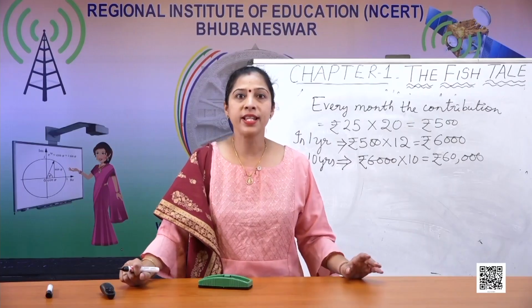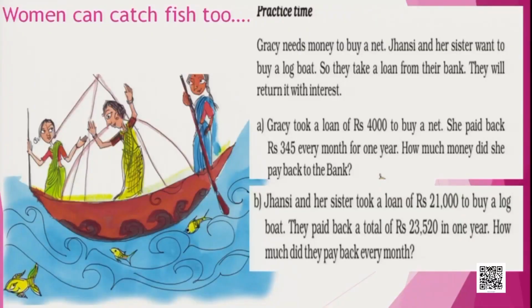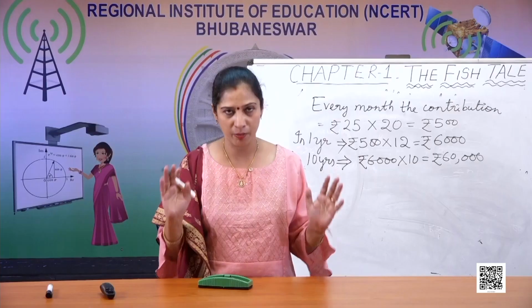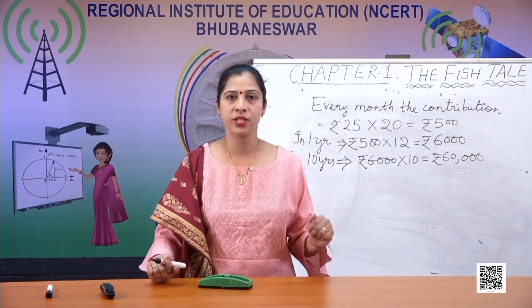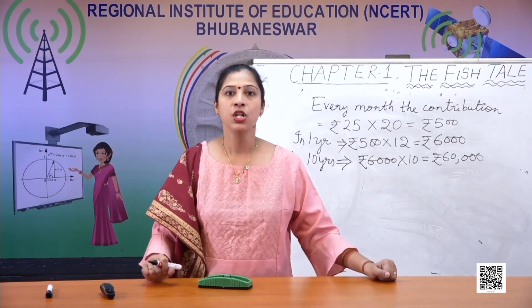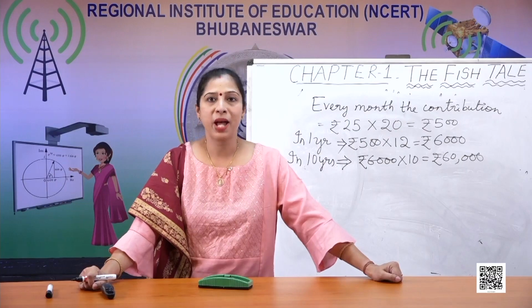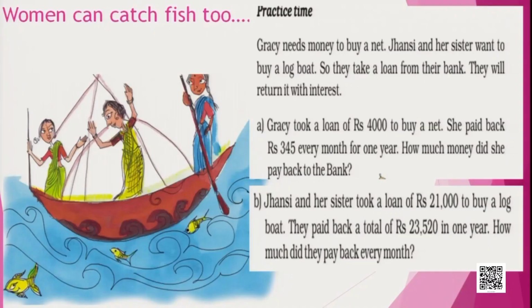So Gracie needs money to buy a net. And Jhansi and her sister want to buy a log boat so that they can go and catch fish. Log boats are the cheapest among the whole set of boats, because they can buy it with their money. So they take a loan from their bank. They will return it with interest.